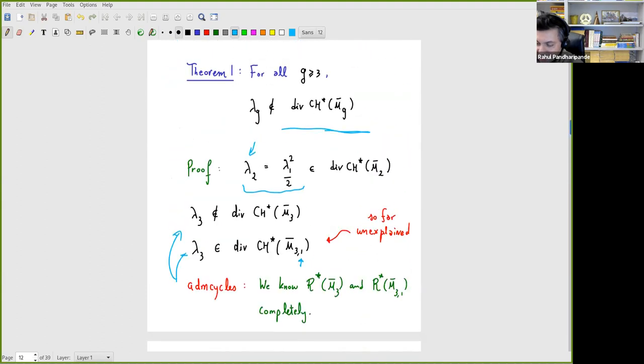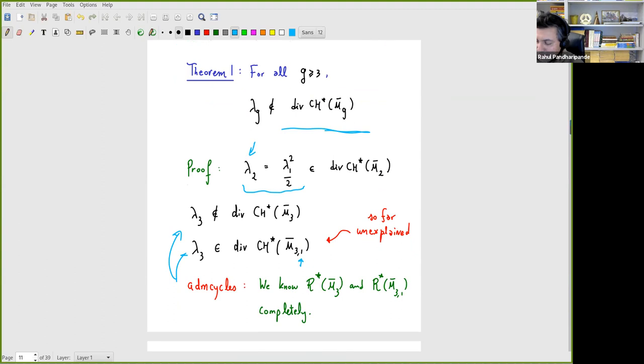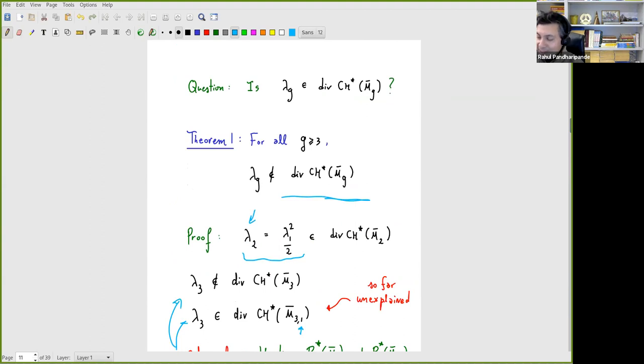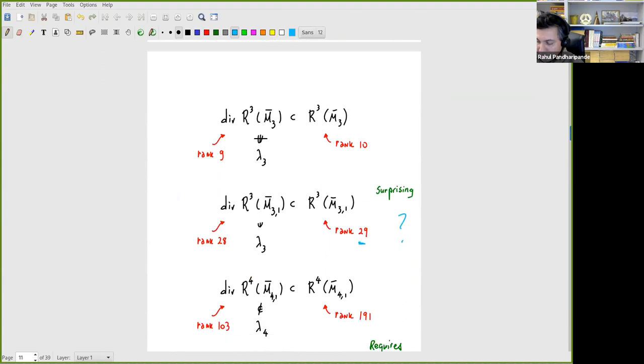So we find here that lambda 3 is not generated by divisors for M3 bar, but it's obvious that you're not going to be able to use this, however reliable ADM cycles. It's obviously not going to be able to prove a theorem like this because it just gets harder and harder calculation. So then there's a nice little boundary argument which I give you here.